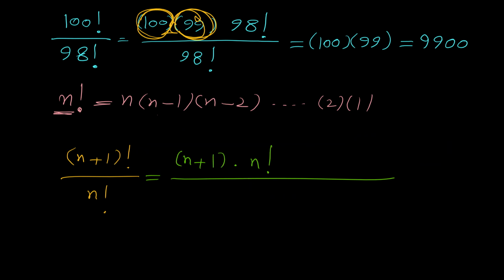Now we write the denominator. This cancels with this, and the answer is n plus 1. This is the better way for simplifying this expression. Now look at these examples. N plus 3 factorial divided by n factorial.